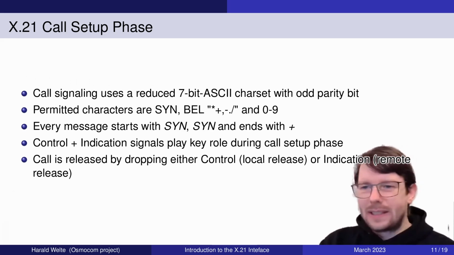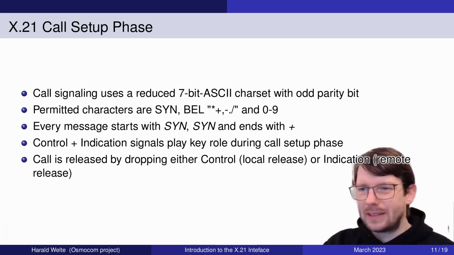The control and indication signals play a key role during the setup phase. And call release is happening rather simple by just dropping the control or indication lines. So as I mentioned before, once the call is established during the data transfer phase, the control and indication signals are permanently on. And if either of them drops, it means termination of the call, release of the call towards the peer, who will then respond in turn by also releasing that signal and going back to the off state.